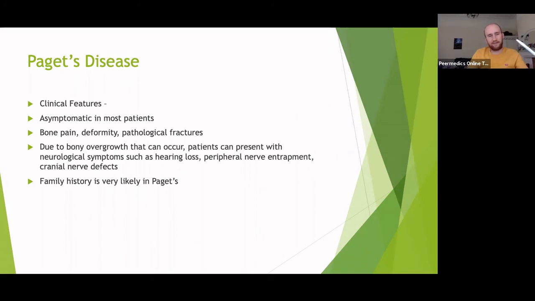Again, it's mostly asymptomatic, but they may start to find that they've got some bone pain, deformity, or fractures. Bony overgrowths can occur, like we said. Peripheral nerve entrapment because of that, and cranial nerve defects. Family history is very common in this. Often they'll have a family history of something like it, but because it's asymptomatic, people will often say they've not got any family history of that, because chances are their family haven't experienced it or haven't seen the symptoms of it.